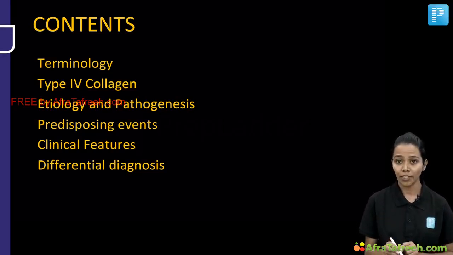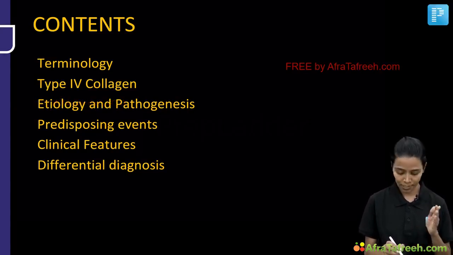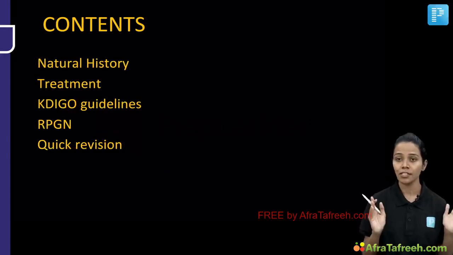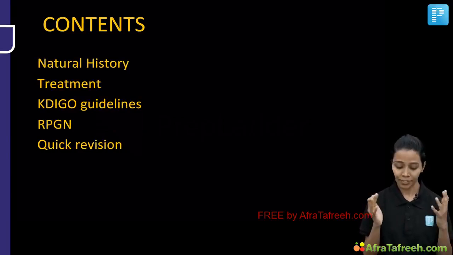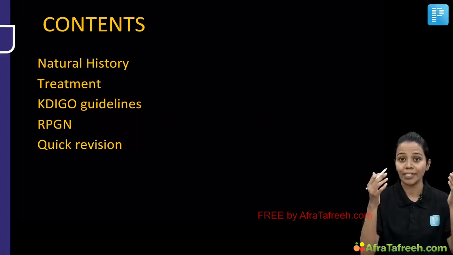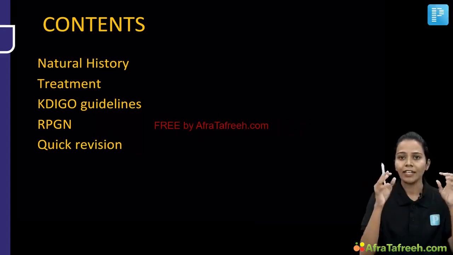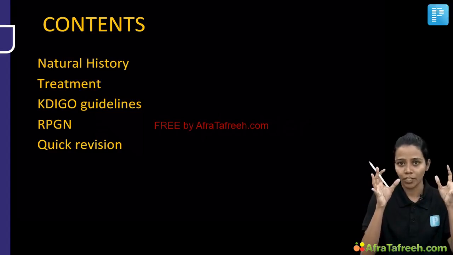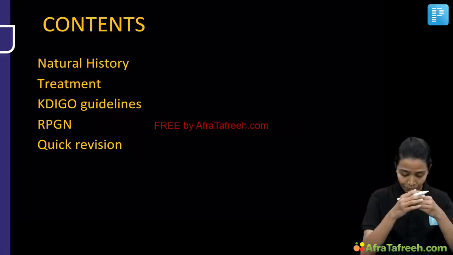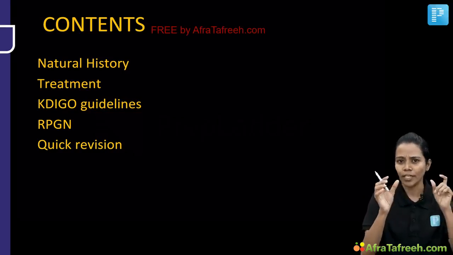Then we learn about type 4 collagen, what is the etiology and pathogenesis of this disease, what are the predisposing events, clinical features, differential diagnosis, natural history, treatment. Then we'll go into the KDIGO guidelines as to what treatment they are suggesting. Then we'll just have a glimpse into what is RPGN, that is rapidly progressive glomerulonephritis. And then we'll have a quick revision.